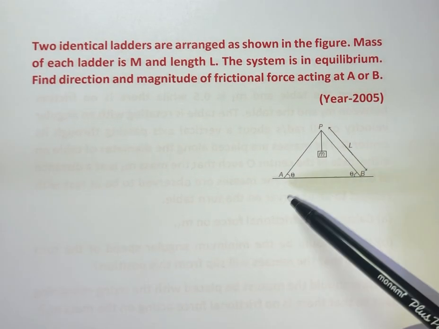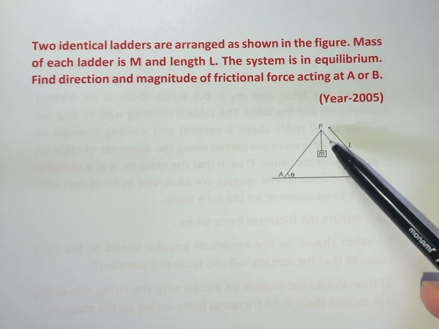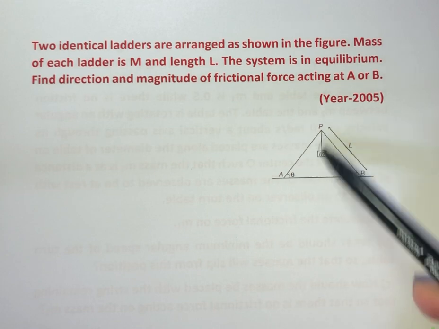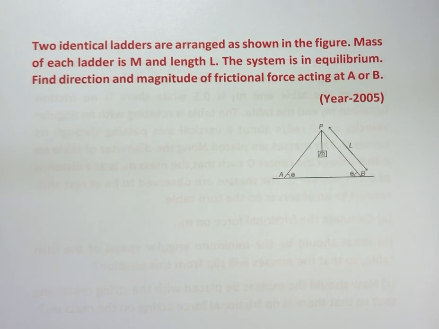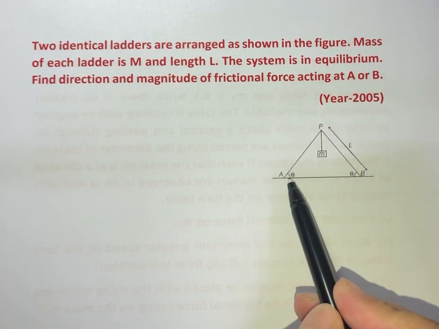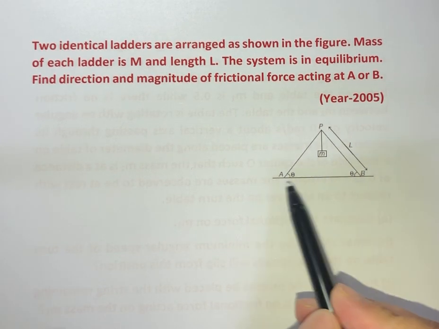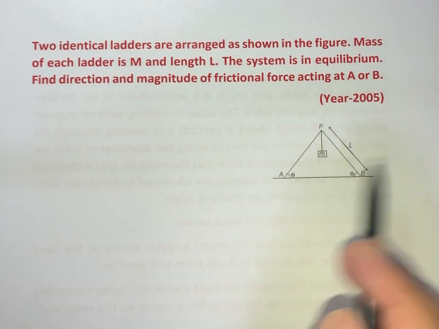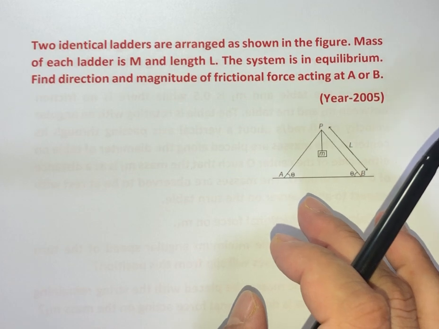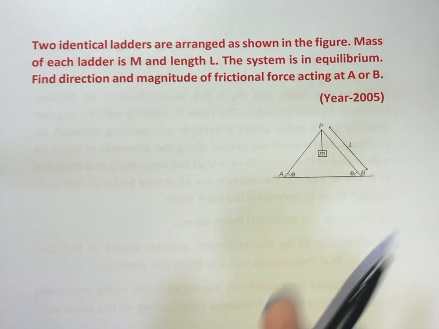A and B are inclined at an angle of theta and they have a common point P, and a small mass m is hanged from this point P. Length of each ladder is given as L. So more or less for both A and B everything will be the same because they are just mirror images of each other. There will be minor differences between the forces which will be acting at A as well as B.